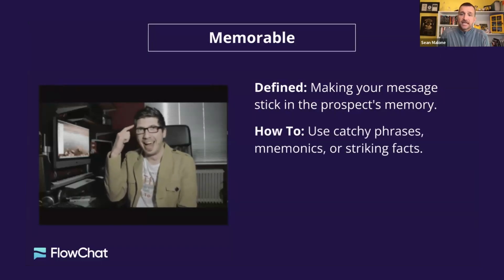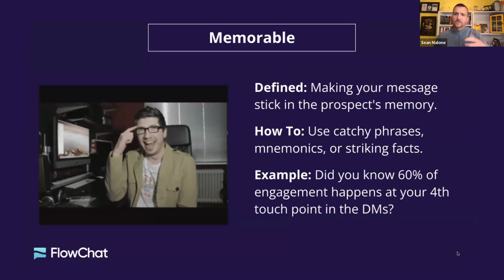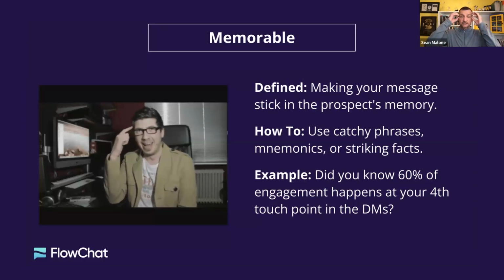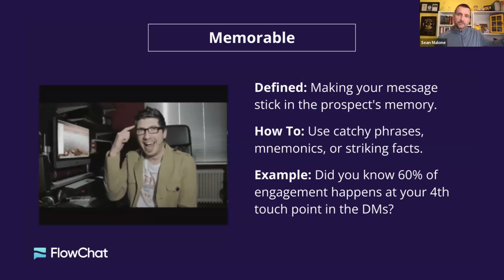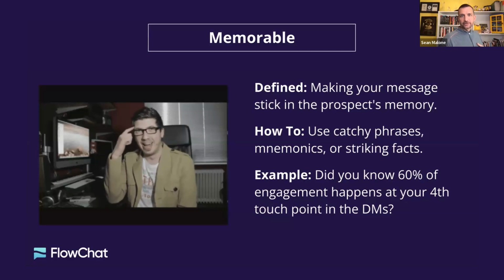How to do it is we just use catchy phrases, mnemonics, or striking facts. Striking facts are really powerful because here's an example of this. "Hey, Chris, did you know that 60% of engagement happens at your fourth touch point in the DMs?" Why is that memorable? Because there are numbers that are specific. And if you don't know when and how the engagement happens, this is something that will stick in your brain, right? You can also use grotesque or sometimes other examples that are a little bit more memorable. Okay, so that's the memorable bias.